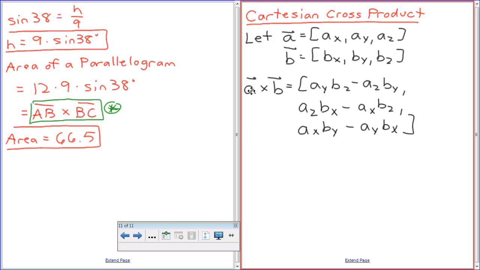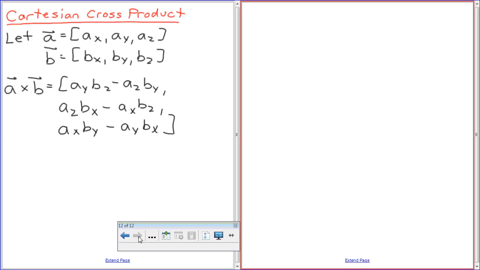Is that just the equation? That's just the general equation. You don't need to memorize that though. So you don't have to know where that comes from. Don't worry about that because I'm going to show you how to do it.